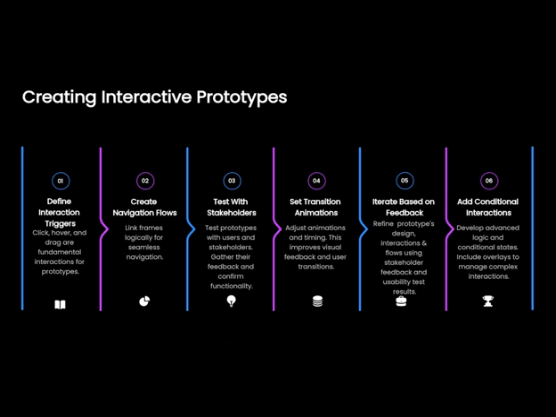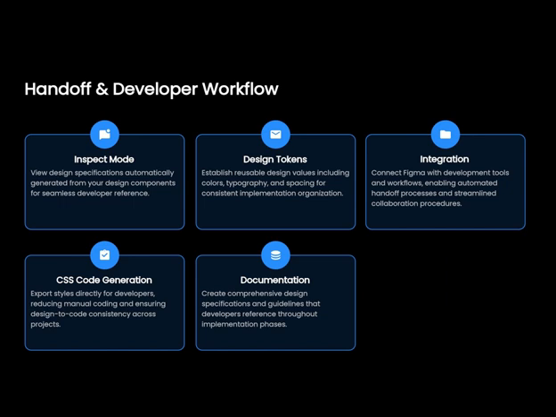Iterate based on feedback. Refine your prototype based on feedback. Adjust flows, improve animation, and polish interaction. Iteration is the secret to your design. Add conditional interactions. For advanced projects, add conditional states and overlays. This allows you to manage complex interactions and simulate real-world scenarios. Moving on to handoff and developer workflow.